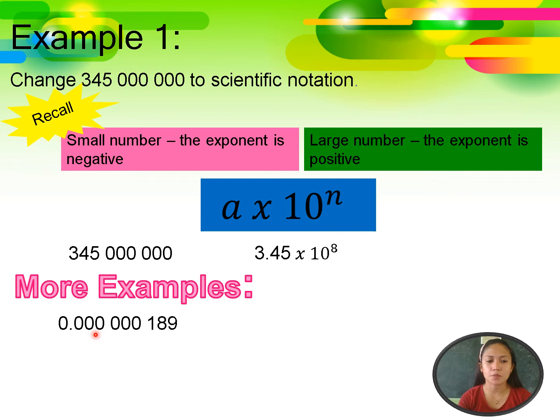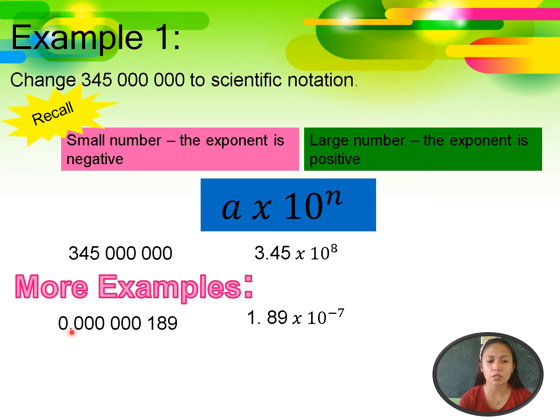How about this one? 0.000000189. Can we classify it as a large number or a small number? Of course, it is a small number. So, in writing it in scientific notation, it is equal to 1.89 times 10 to the power of negative 7. Why is it that this is now the scientific notation for this decimal form?